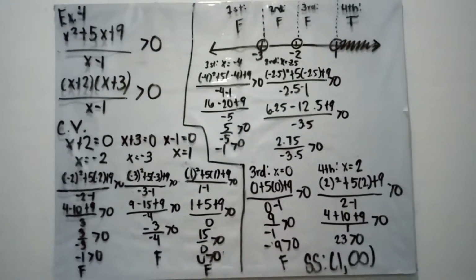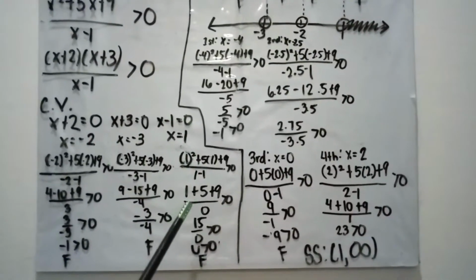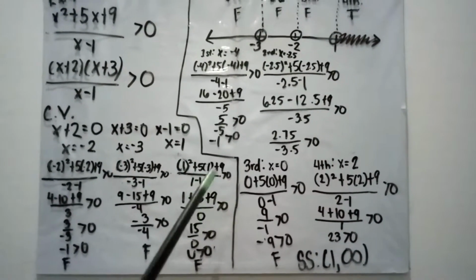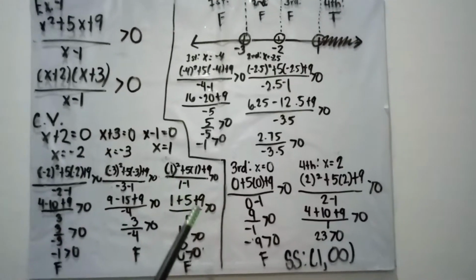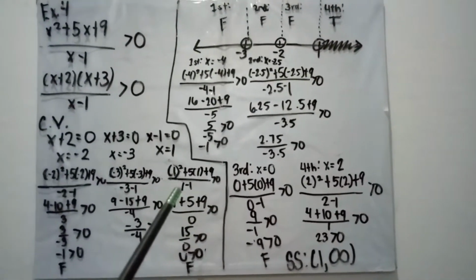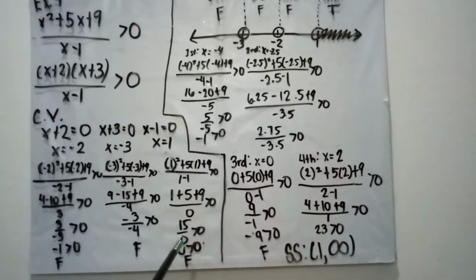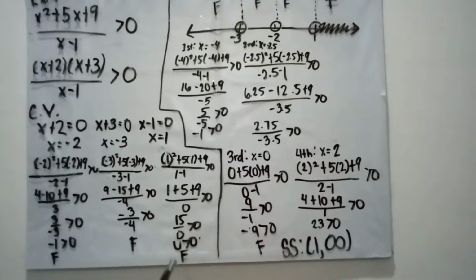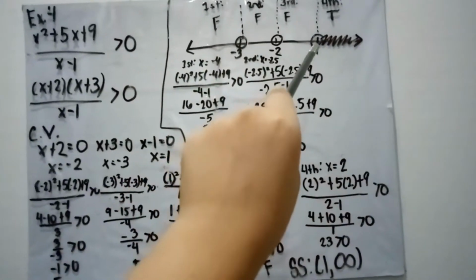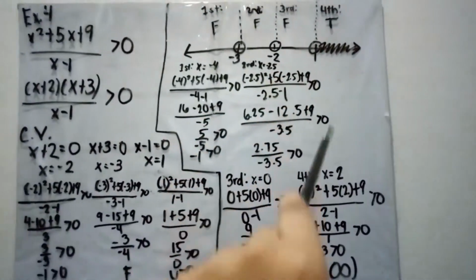The next is +1. So, 1 squared is equals to 1, 5 times 1 is equals to 5, plus 9, 1 plus 5 is 6, plus 9 is 15. So, over 0 kasi 1 minus 1 lang naman yan. So, kapag na denominator natin is 0, undefined yung sagot dyan. So, false yan. Ayan. Nakita natin na yung circle niya is naka-open lang din.